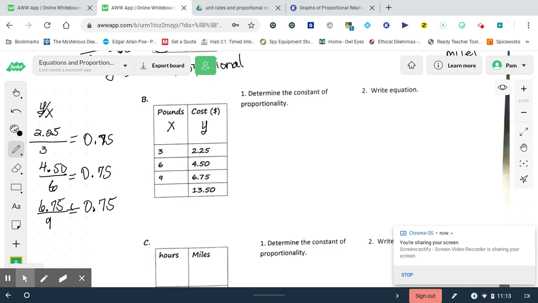Okay, but I determined that cost was the dependent variable because cost depends on number of pounds. That's why, like I said, if you weigh something like fruits and vegetables, the cost will depend on whatever the weight is. All right, so I have determined that it is proportional, so I'm going to put yes. This is proportional.